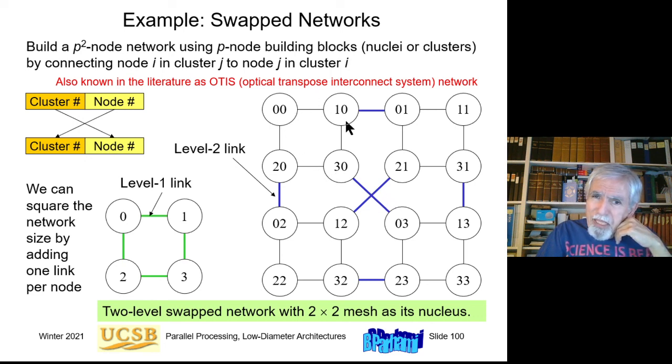So each node has intra-cluster links within the cluster according to some connectivity for that cluster. And then inter-cluster links are governed by this. 1,0 is connected to 0,1; 2,1 to 1,2; 3,2 to 2,3. So these are known as swapped networks. And they have some very interesting properties, and we have published a number of papers dealing with those properties.